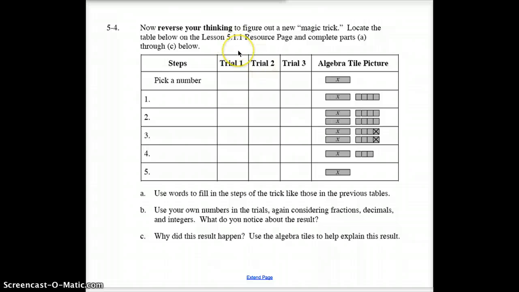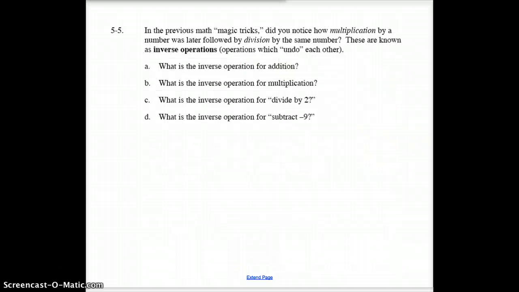Now, what you're doing by reversing your thinking, when you're working backwards, is using something called inverse operations, when you do the opposite. So if inverse operations means do the opposite, what would be the inverse operation for addition? That's right, subtraction. What would be the inverse operation for multiplication? That's right, division.